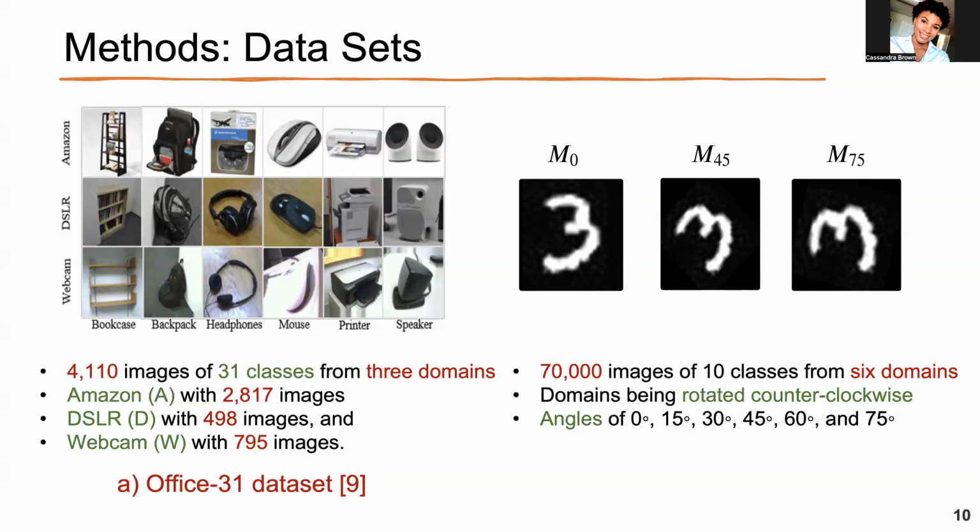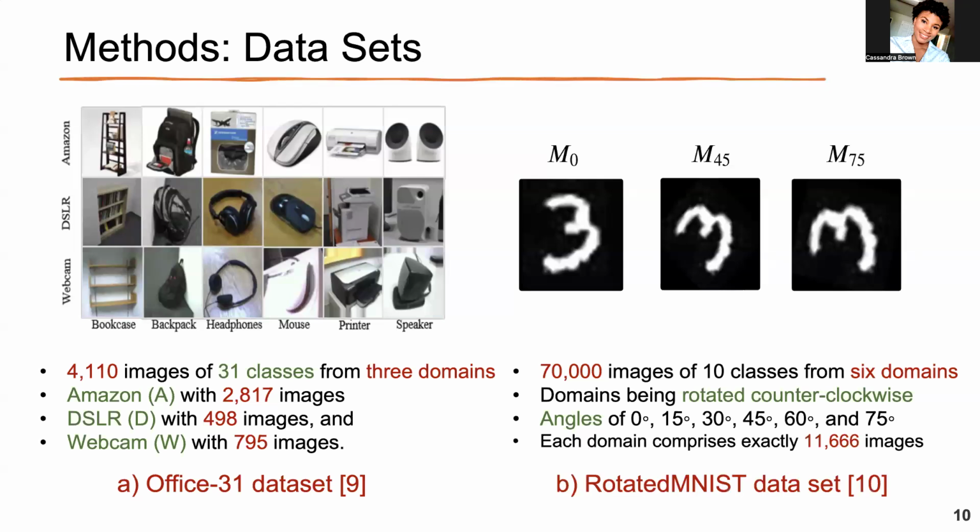And we perform domain adaptation from M0 to each of them. So that's how we get a total of 6 domains. And each domain comprises exactly 11,666 images.